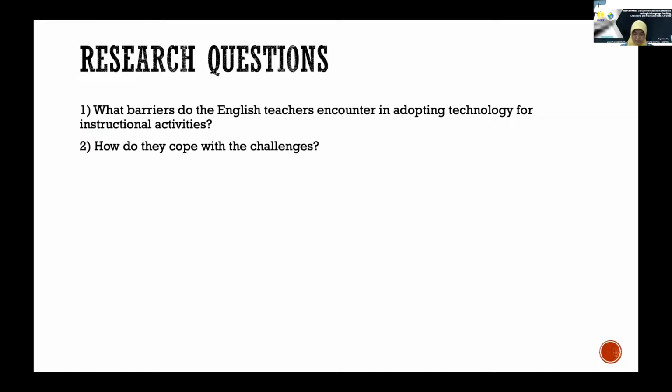Those backgrounds led me to formulate the research questions. There are two research questions. What barriers do the English teachers encounter in adopting technology for instructional activities in the context of full online learning in the COVID-19 pandemic? And then, how do they cope with the challenges? In this case, they are the English teachers. However, this presentation will focus on answering the first research question.